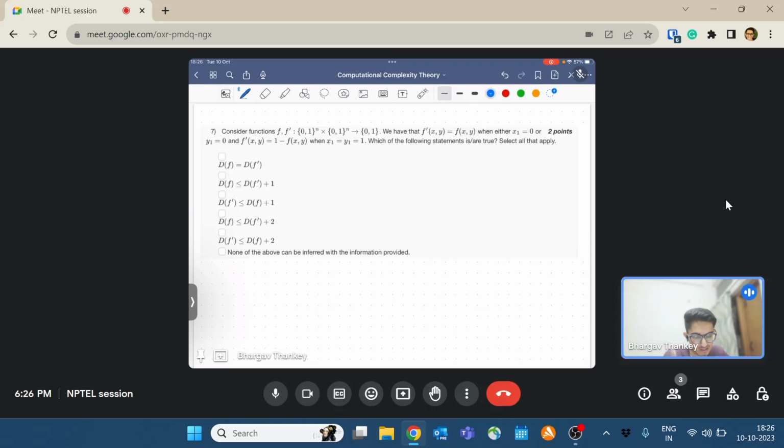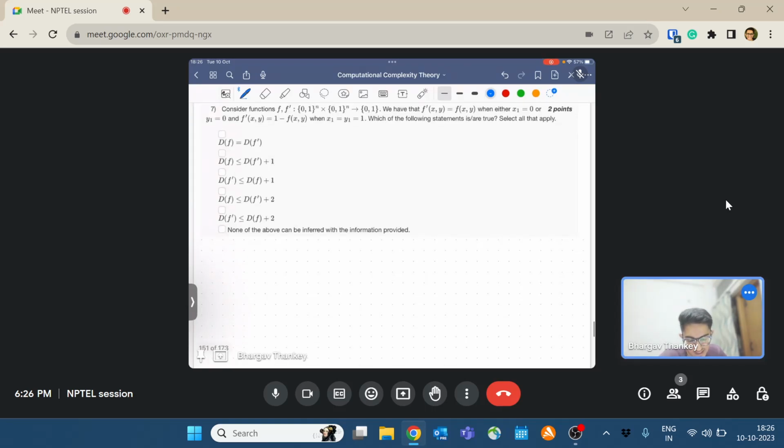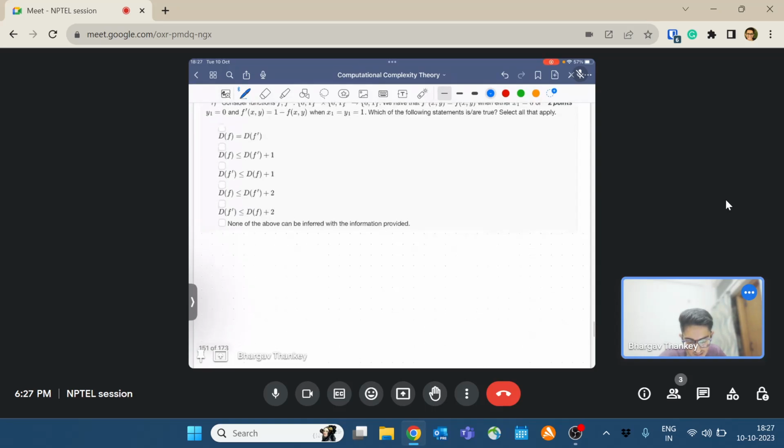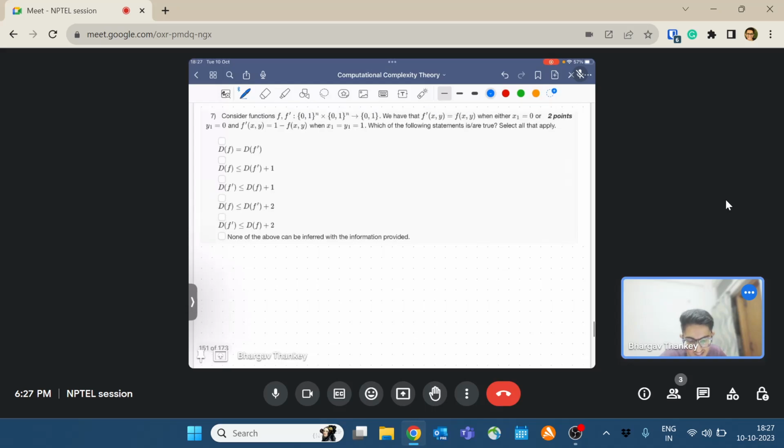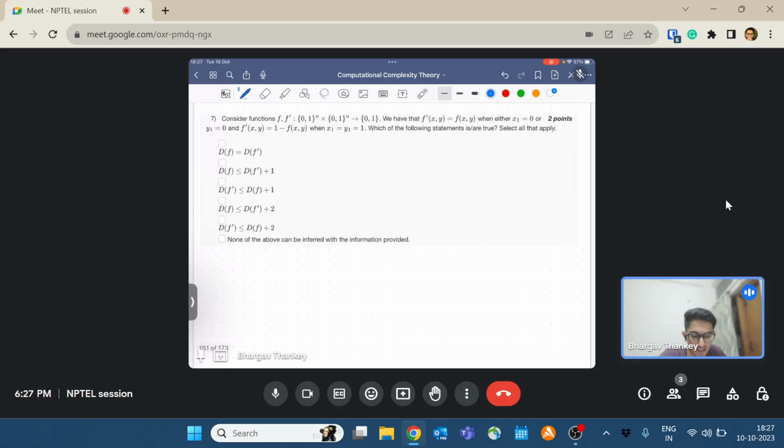Which of the following statements is or are true? Select all that apply. The first is D(f) equals D(f prime). The second is D(f) is less than or equal to D(f prime) plus 1. The third is D(f prime) is less than or equal to D(f) plus 1. The fourth is D(f) is less than or equal to D(f prime) plus 2. The fifth option is D(f prime) is less than or equal to D(f) plus 2. And the last option is none of the above can be inferred from the information provided. This needs to be worked out, so I won't ask you what the answer is, but let's work this out.